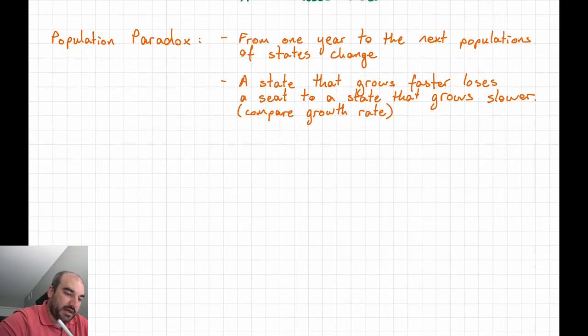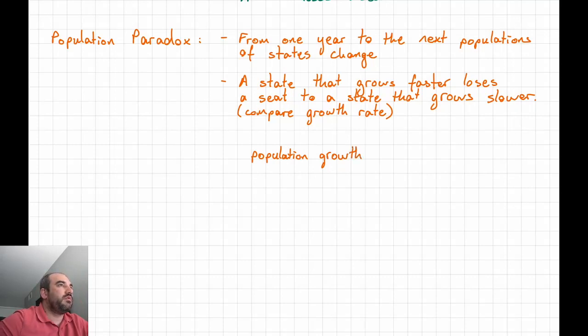So let's write down a formula for population growth. Somebody's unmuted. Who's unmuted? Did we fix it? We fixed it.